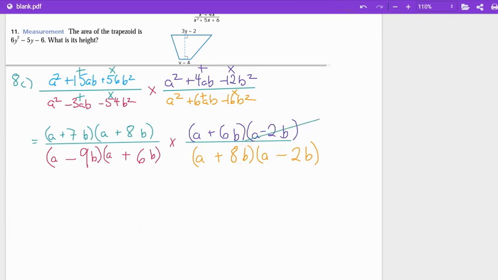So I see that I can cross cancel a minus 2b. I can cross cancel a plus 6b. I can cross cancel a plus 8b. And so what I'm left with is a plus 7b over a minus 9b. I'll rewrite that. A minus 9b. Okay, restrictions are a bit ugly, so let's do these quickly.